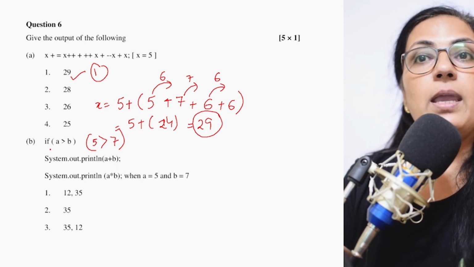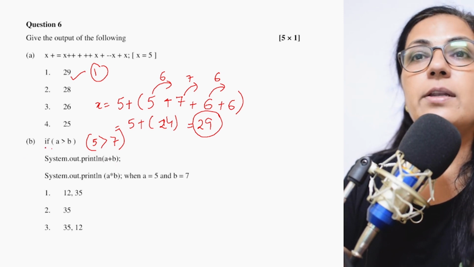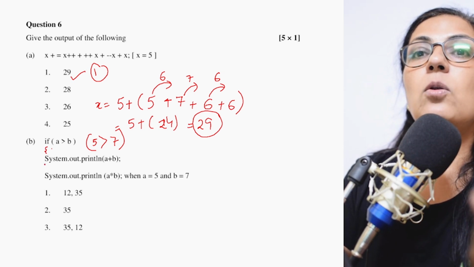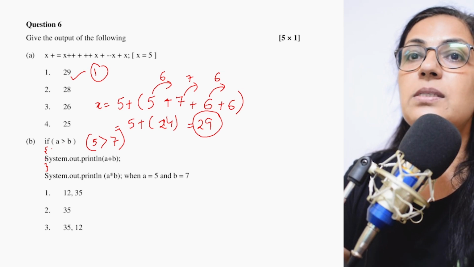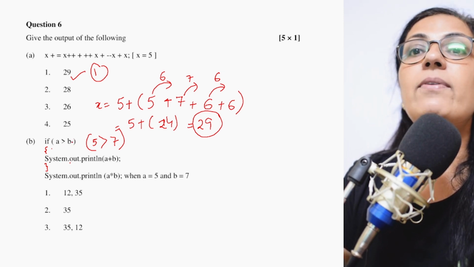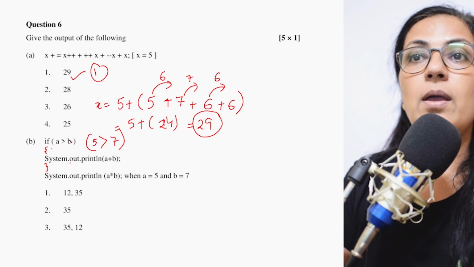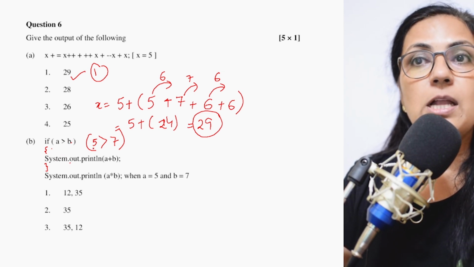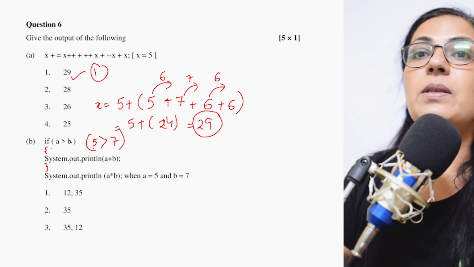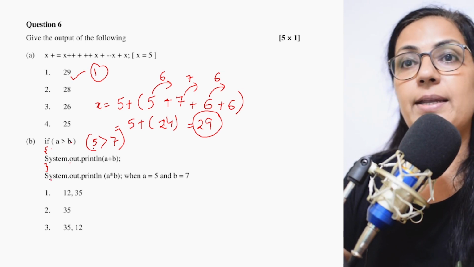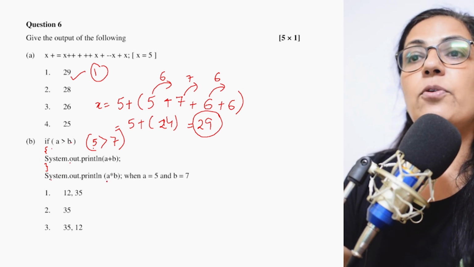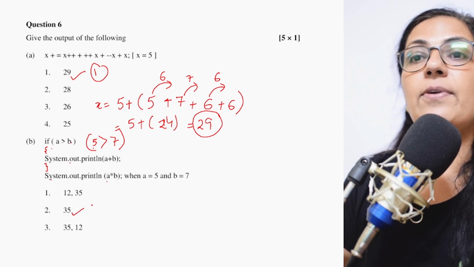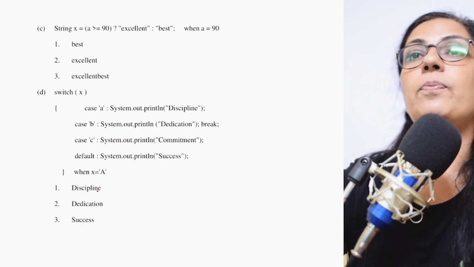So if the braces are not given, children, always just enclose the first statement within the braces. So this statement will be executed only when this condition is found to be true, whereas it is false now. So this statement will not be executed and definitely the next statement written after that is going to be executed. So 5 into 7 is 35. So your correct answer is option 2.